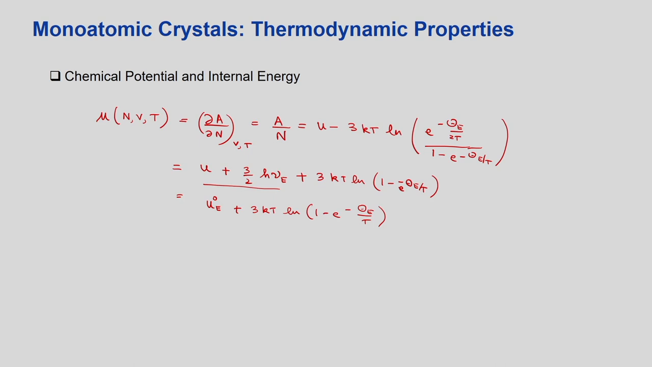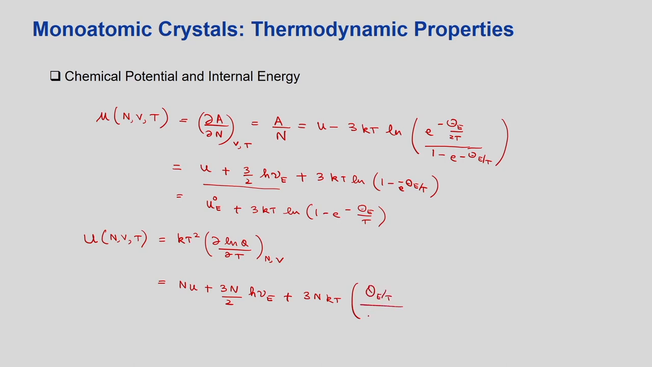Now, we go for the internal energy U. U is very straightforward. Again, you use the same expression which we obtained earlier for internal energy. It is kT square dou ln Q by dou T, keeping N and V constant. Again, this ln Q value you already have, you do the derivative correctly, you will get this relation, N u plus 3N by 2 h nu e plus 3 N kT, then you will have theta e by T by e to the power of theta e by T minus 1.